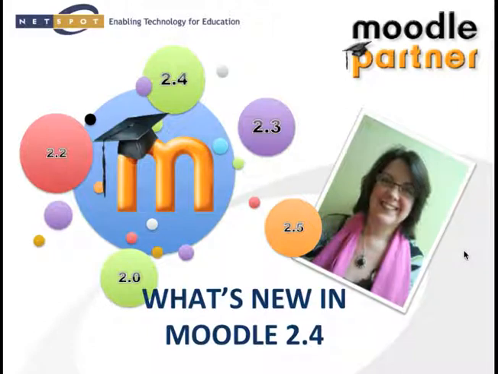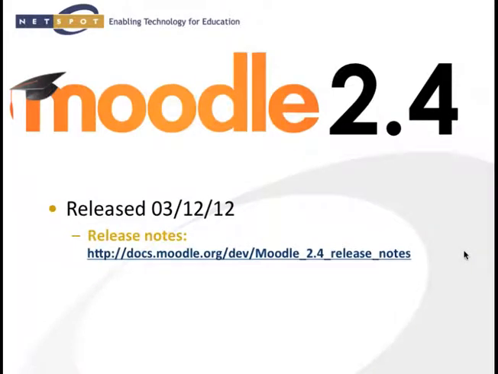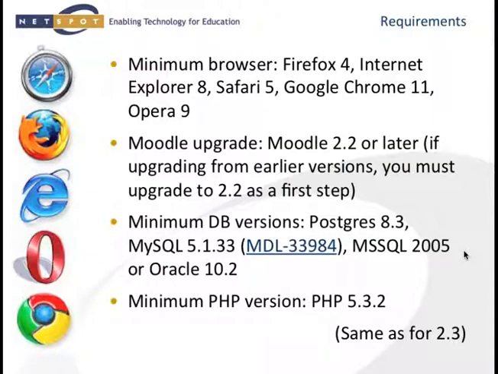Today we're going to have a look at what's new in Moodle 2.4. Moodle 2.4 was released on the 3rd of December in 2012 in line with Moodle's 6-monthly release cycle. You can find out more information about this release at Moodle Docs Release Notes. There's also a list of minimum requirements, which are the same as for Moodle 2.3.